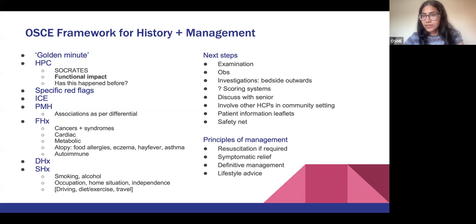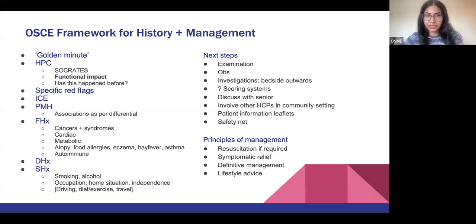Even if it's not a pain presentation, you can use SOCRATES, just skip site and radiation. But you still need to know onset, duration, the timings, is it constant, intermittent, the character of the symptoms, and what makes it better or worse, including have they tried any medications that would make it better.